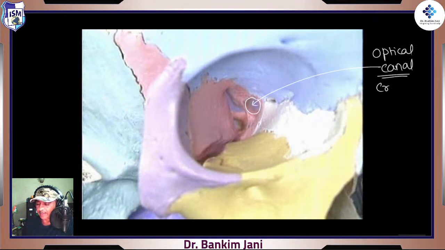That's where cranial nerve number 2, the optic nerve, would be passing. Optic nerve, ophthalmic artery, right? They will be passing over there. Okay. What about this?